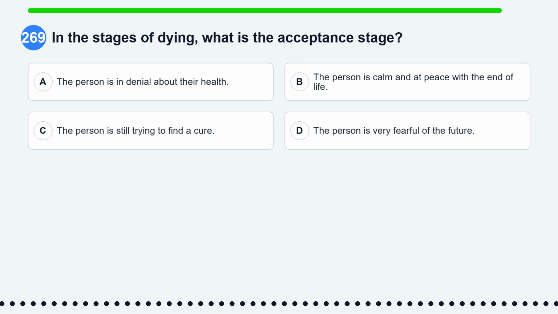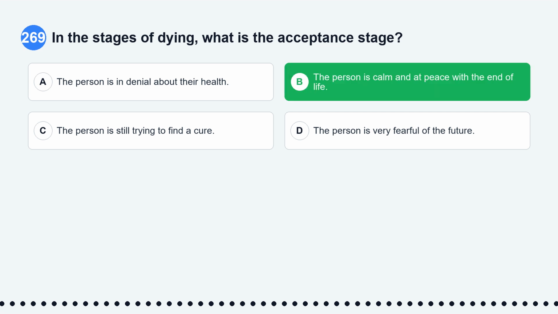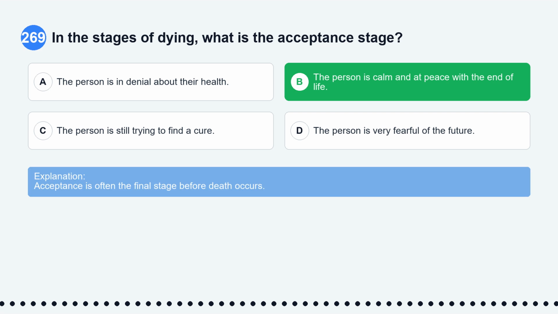Question 269. In the stages of dying, what is the acceptance stage? Option A, the person is in denial about their health. Option B, the person is calm and at peace with the end of life. Option C, the person is still trying to find a cure. Option D, the person is very fearful of the future. The correct answer is option B, the person is calm and at peace with the end of life. Acceptance is often the final stage before death occurs.